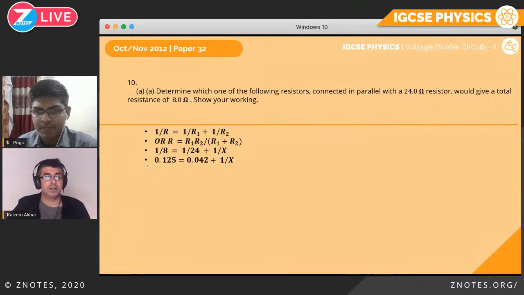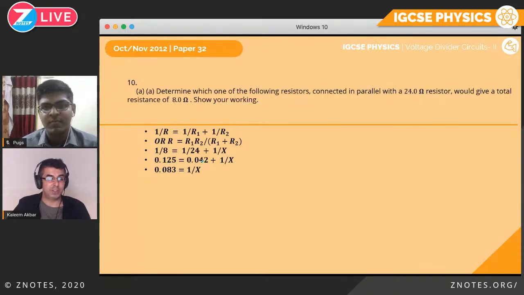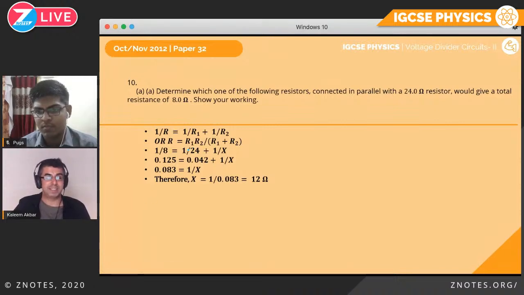If you rearrange, you're going to get 0.125, stick in your calculator, equals 0.042 plus 1 over X. What happens? 0.083, because what you're going to do is take 0.042 away from both sides, equals 1 over X. Rearrange, and you get 12 ohms. So normally what happens is you've got 24 and you've got 12 and they ask you to find the total resistance. But here they're flipping it on its head.